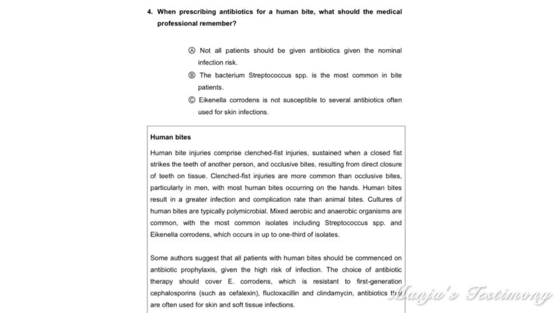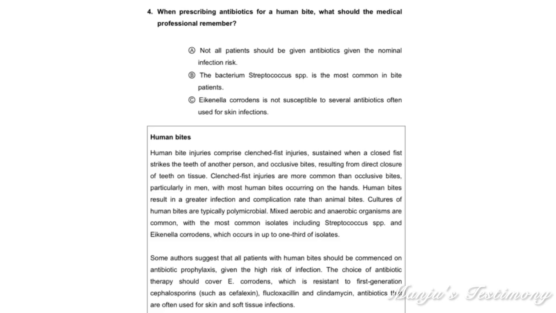Eikenella corrodens is not susceptible to several antibiotics often used for skin infection. We have seen somewhere, right, the skin infections. Okay, let's read the last paragraph, which is totally talking about antibiotics. Some others suggest that, we already read that sentence, given the high risk of infection, the choice of antibiotics. So this is the exact sentence we have to look for the answer, because our question is, when prescribing antibiotics for a human bite, what should the medical professional remember? So the choice of antibiotic therapy should cover E. corrodens, which is resistant to first generation cephalosporins such as cephalexin, flucloxacillin and clindamycin.